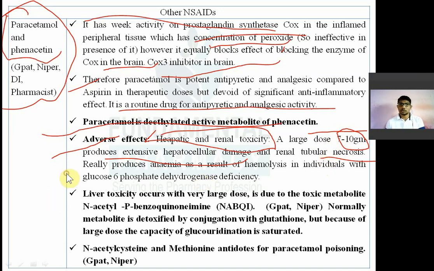Okay, it will produce anemia as a result of hemolysis in an individual with glucose-6-phosphate dehydrogenase deficiency. तो जिस भी पेशेंट में ग्लूकोज 6 phosphate dehydrogenase का deficiency होगा उसमें hemolysis करेगा. And remember, liver toxicity is because of one metabolite. So liver toxicity occurs with a very high dose. It is due to a toxic metabolite known as N-acetyl parabenzoquinone imine. So remember this metabolite NAPQI, N-acetyl parabenzoquinone imine.